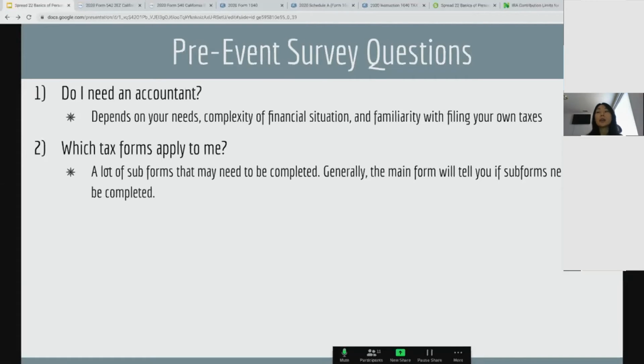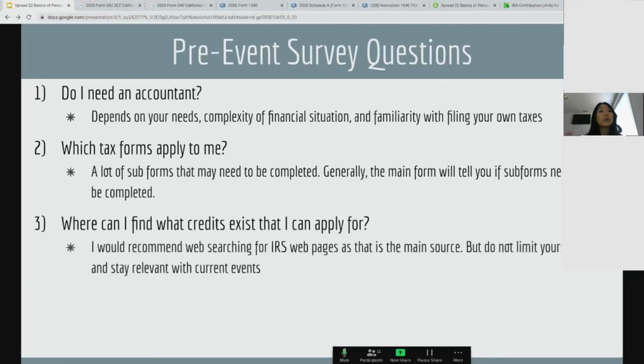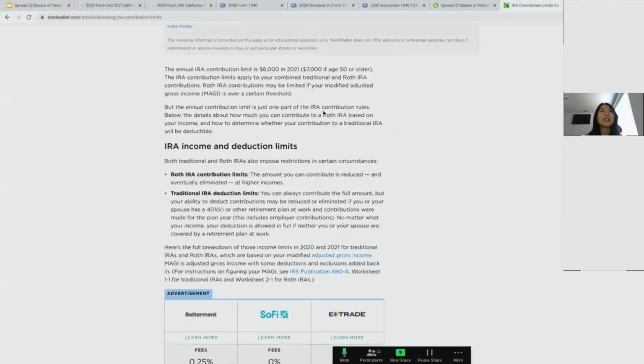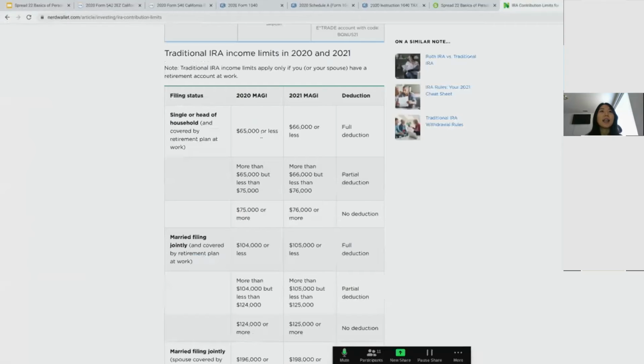Usually the main form will tell you if there's a subform that needs to be completed. So if you invest, there are at least 2 subforms that you have to fill out. Where can I find what credits exist that I can apply for? You can web search and just Google common tax credits or tax credits for XYZ, and a lot of things will pop up. Again, I personally, whenever I Google something, I like looking for NerdWallet because their interface is very nice and it's clear, concise, and they have these different colored rows.